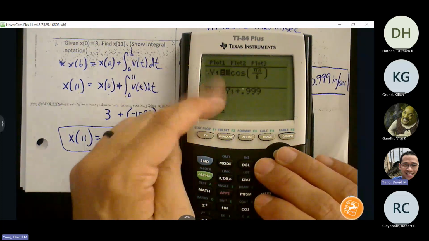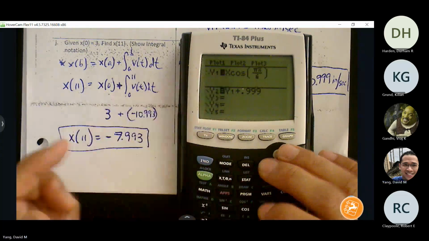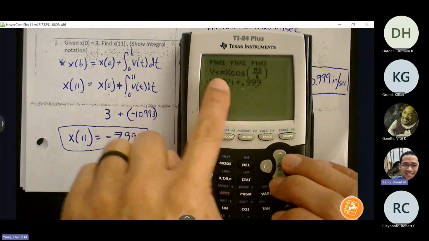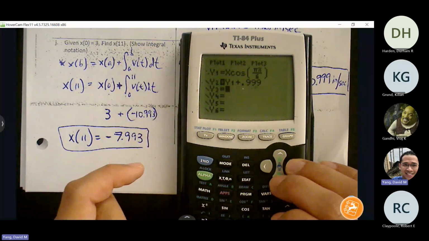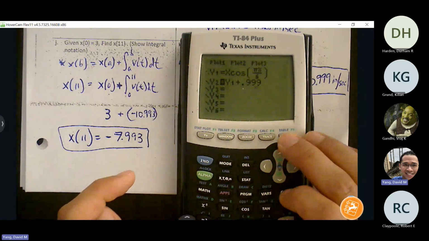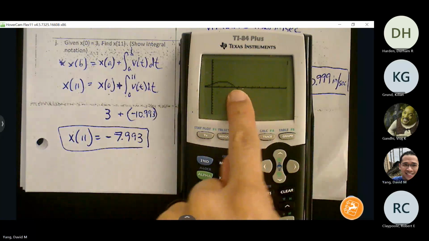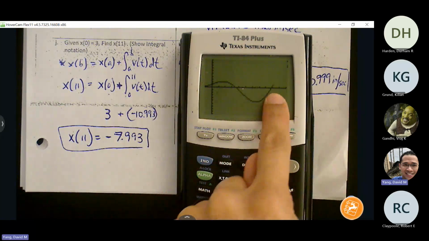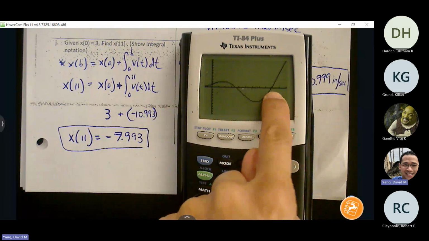But I don't want all these graphs showing up for me, so I can scroll over to the equal sign, hit enter, so that it doesn't show up on the graph. When the equal sign is highlighted, that means that graph will show up. So now if I just hit graph, it's going to be a different looking graph, but whenever that graph crosses the x-axis, that is telling me when my velocity function is actually hitting that average velocity.